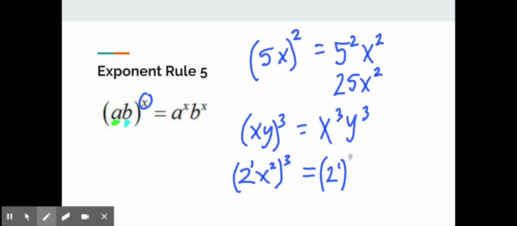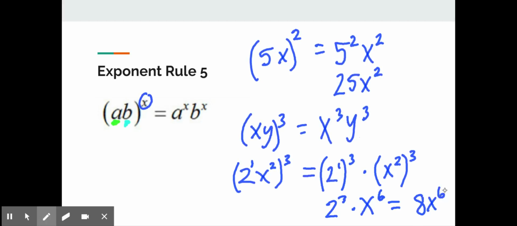Let me go ahead and separate these. This 3 is going to go to both of these, just like what we learned in our previous 2 examples. And then based on exponent rule 4, we are going to multiply this together. So 2 raised to the 1st power raised to the 3rd: 1 times 3 is 3, and 2 times 3 is 6. And if we wanted to continue simplifying, 2 to the 3rd power is 8. So it would be 8x to the 6th.